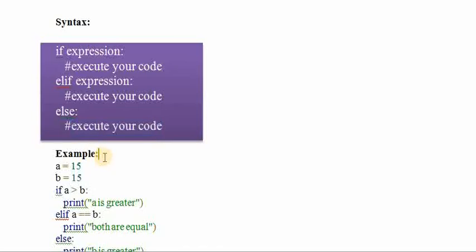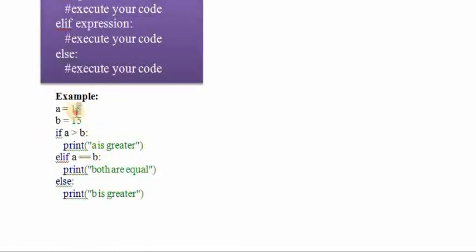Let's take an example. Suppose a equals 15, b equals 15. First of all, you will check a is greater than b. Is this condition true or false? Obviously it is false, because a equals 15 and b equals 15. A is not greater than b, so it will go to the elif keyword. Here it will check a equals b. Yes, it is true. That's why it will print both are equal.